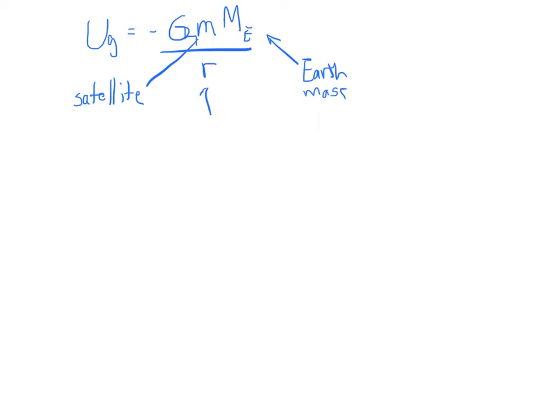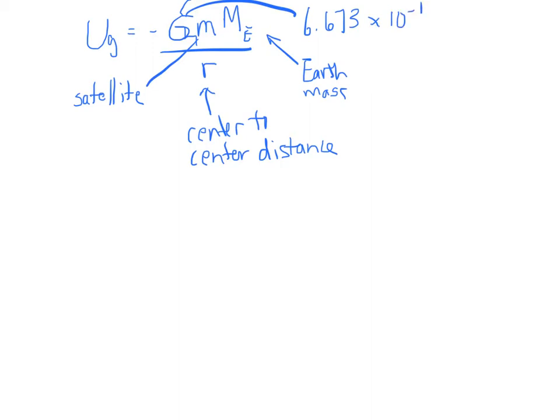R is the center to center distance. And G is that universal gravitational constant that we saw before, that is negative, or I'm sorry, 6.673 times 10 to the negative 11th, and there are some units there that make the units in the gravitational formula come out to newtons. Okay, don't worry about the units of that. The units of UG will be in joules still, that doesn't change.